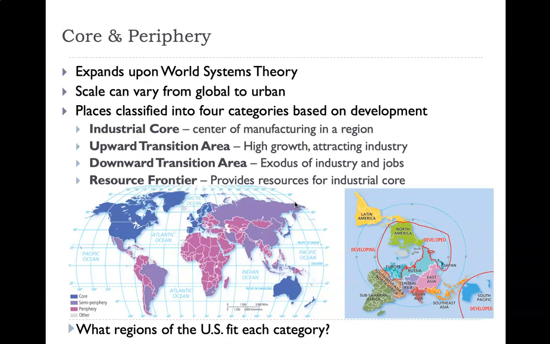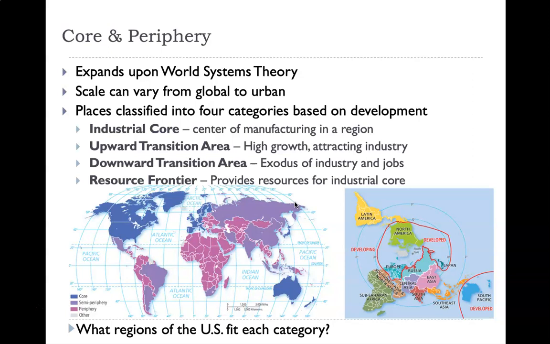This is good because it takes into account scale. You can use this on many different scales. You can use this within a city: places that are the historical hotbed of wealth, where the stuff is being made and the wealth is being generated, you have the poorer parts, and then you have the places that are being perhaps gentrified. And then the places that used to be in favor but are now out of favor would be the downward transition area. You can look at a city this way, a country, a state, a region, and you can look at the globe this way too.